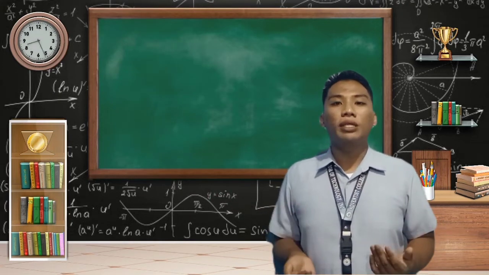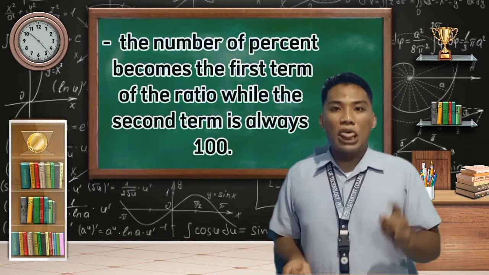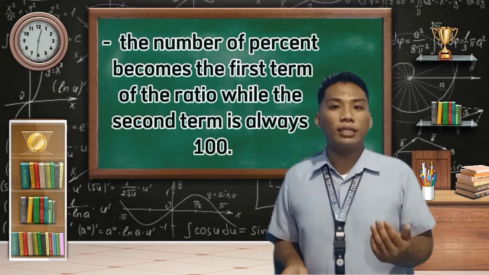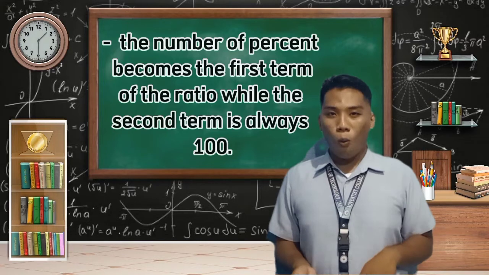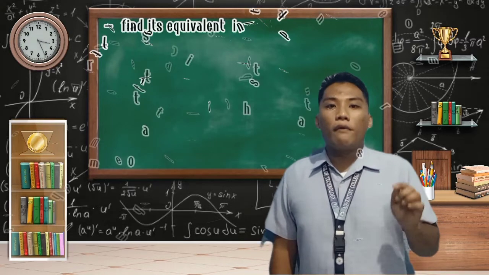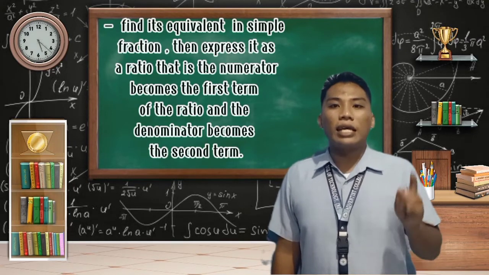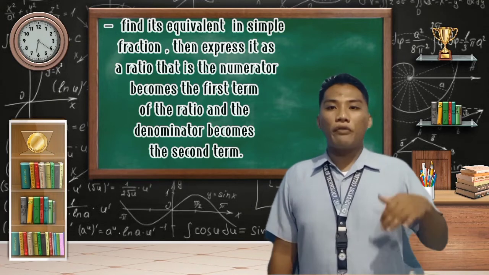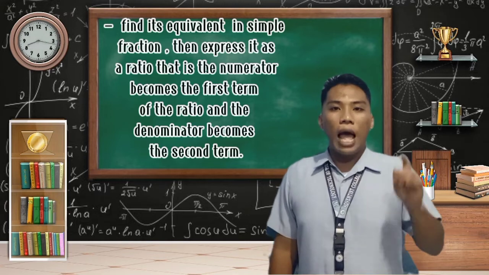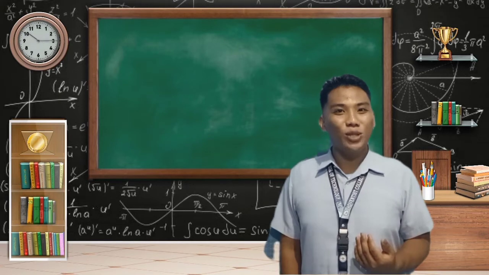So in converting percent to ratio, we must express the percent as a ratio. The number of the percent becomes the first term of the ratio, while the second term is always 100. It means we may also first find its equivalent in a simple fraction. Then express it as a ratio, that is the numerator becomes the first term of the ratio and the denominator becomes the second term. So are you ready again to learn?